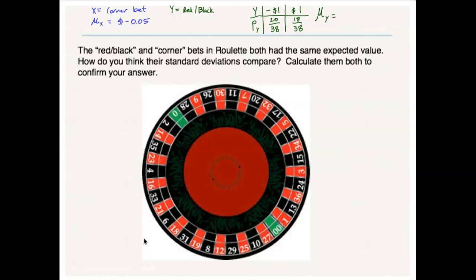All right, now let's compute the expected value, or the mean, for the red-black bet. So remember, the way you compute expected value is you take your outcome and you multiply by its corresponding probability. So I have -1 times 20 out of 38 plus +1 times 18 out of 38. We can just go ahead and throw that in our calculator. What you'll see is you actually end up with the exact same expected value that you had on the previous one, which was negative 5 cents.